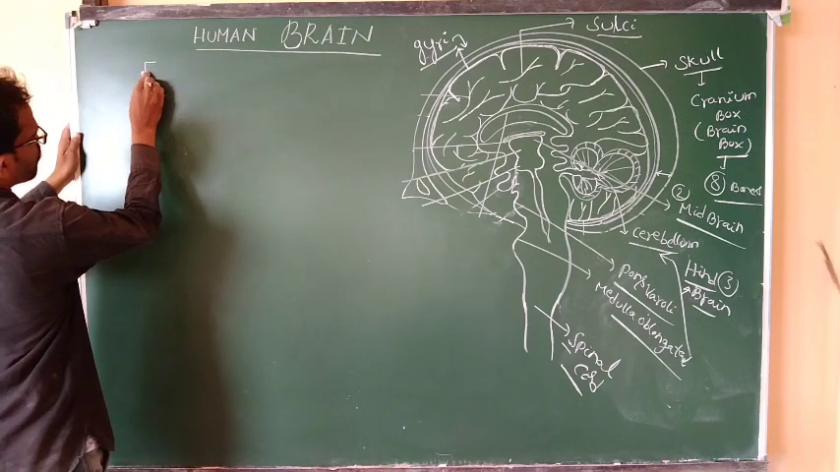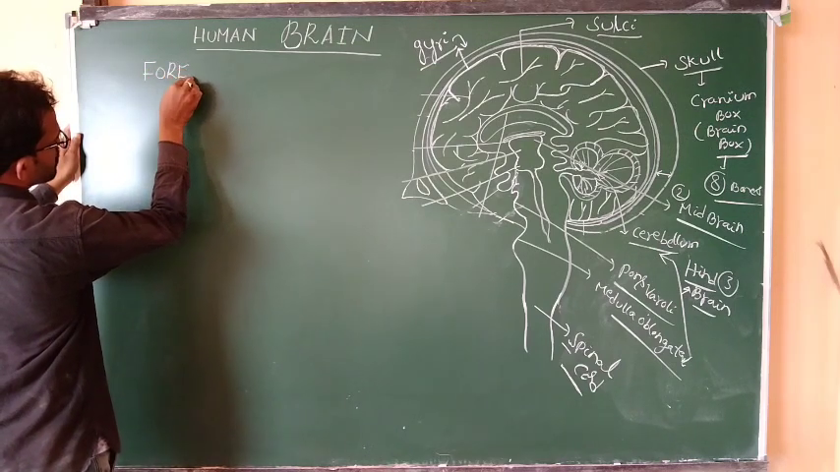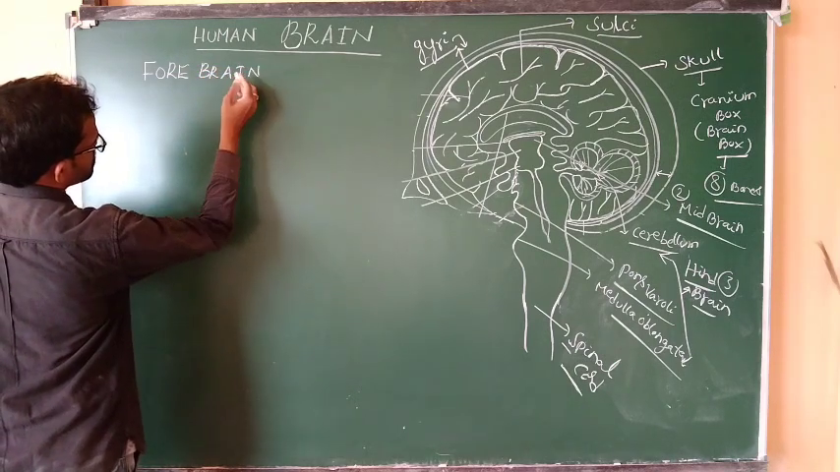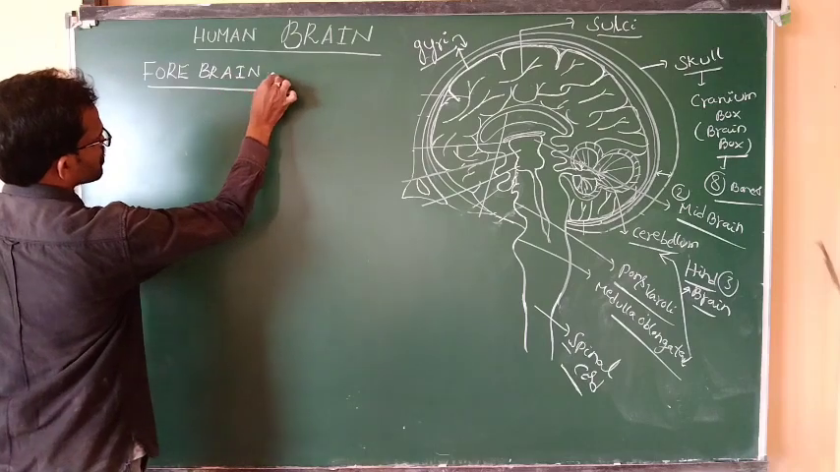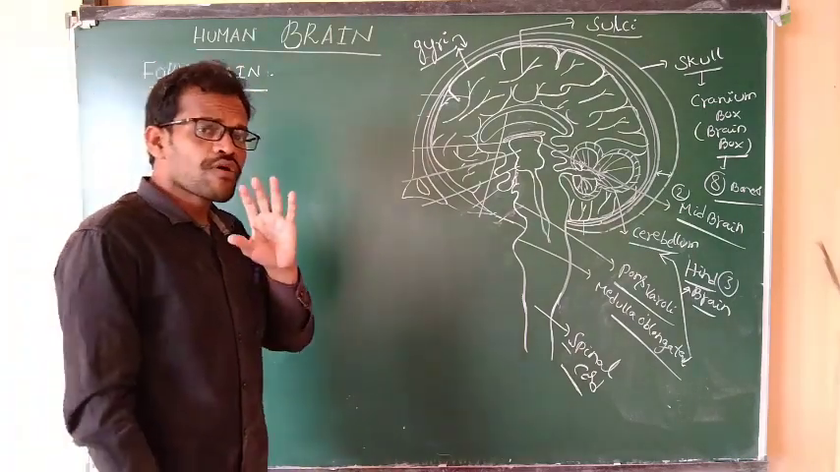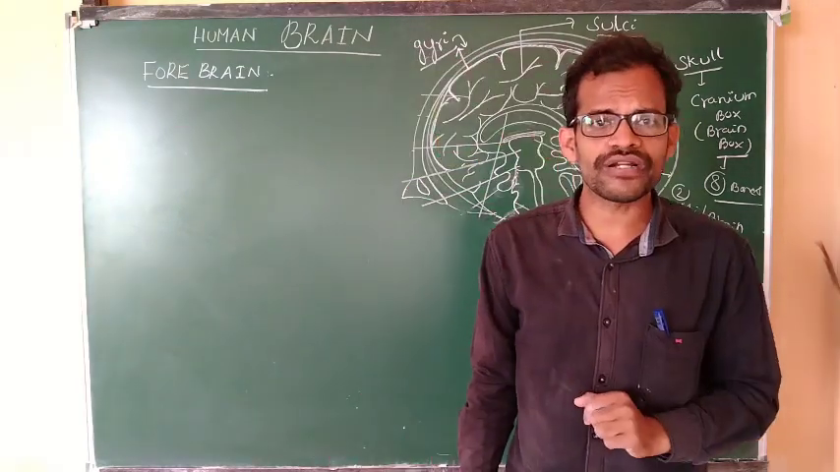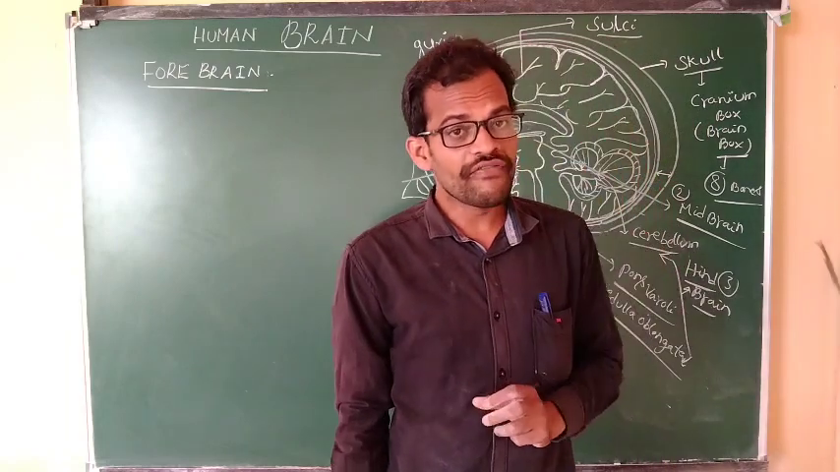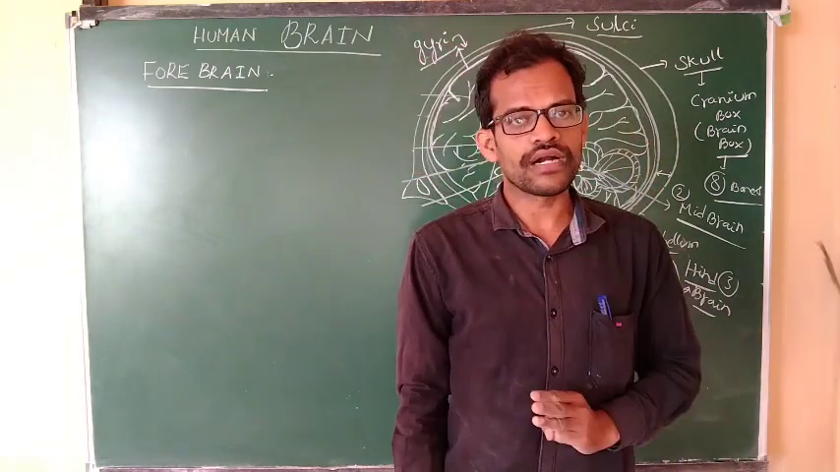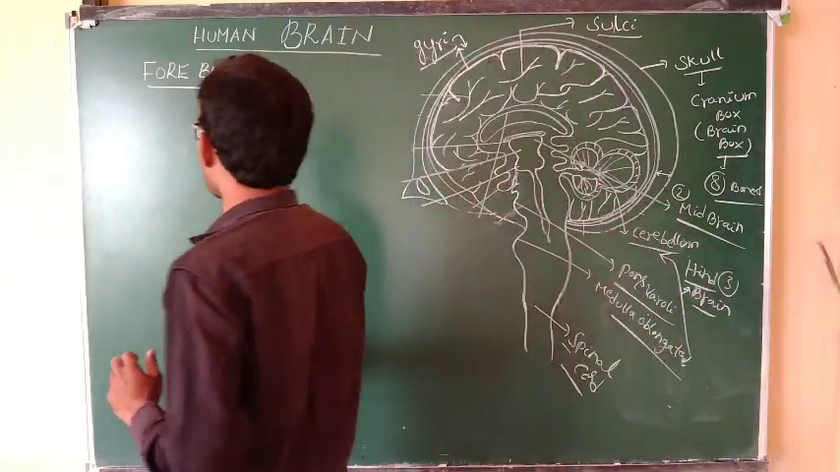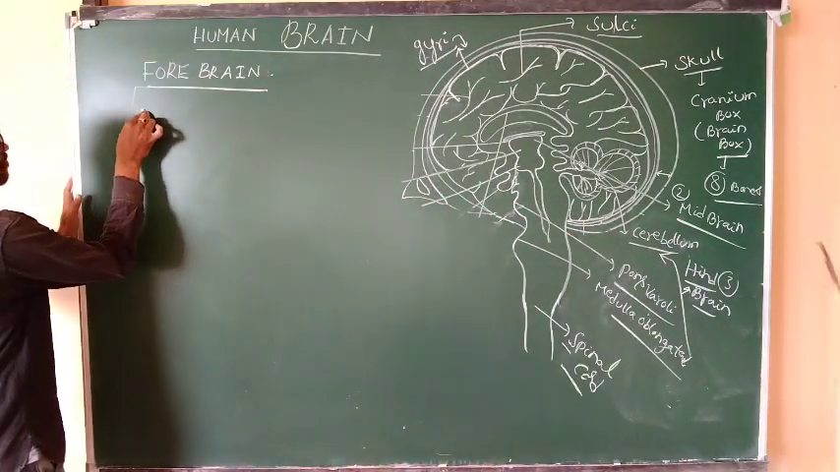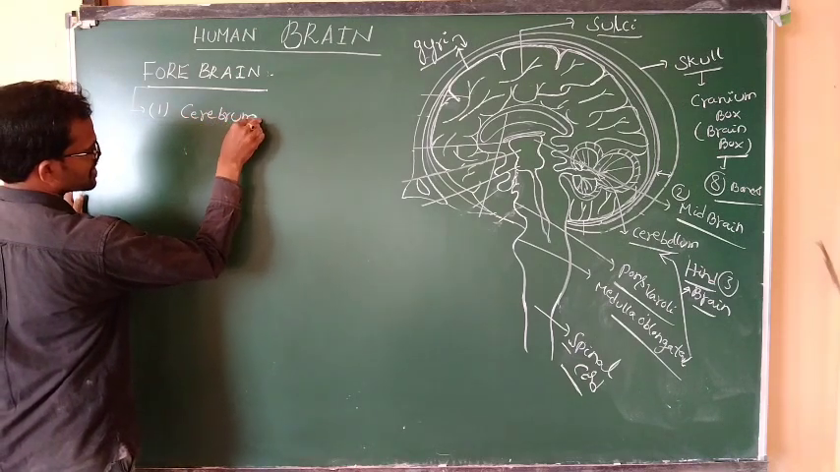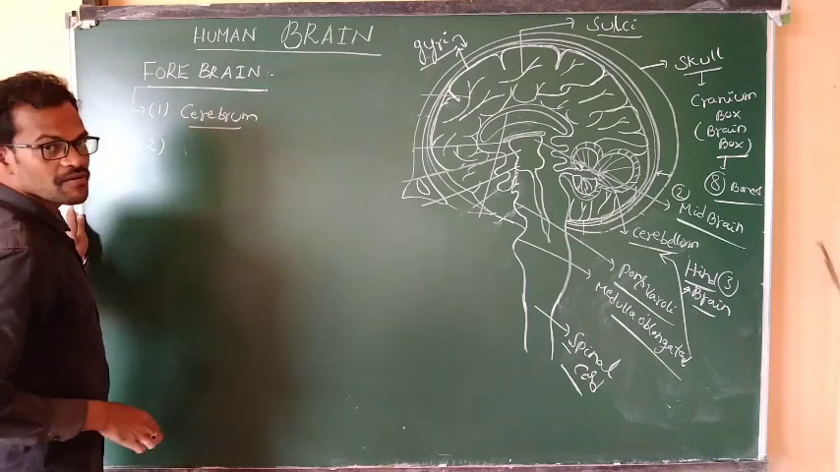The forebrain consists of the first part, cerebrum. The second part is known as the olfactory lobes. Third part, diencephalon. What is the first part of the forebrain? Cerebrum. What is the second part of the forebrain?